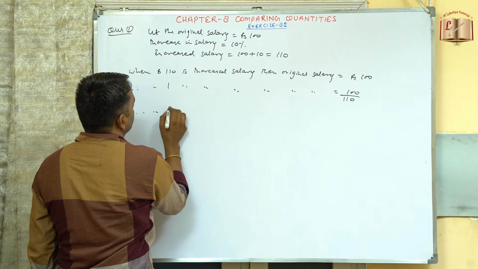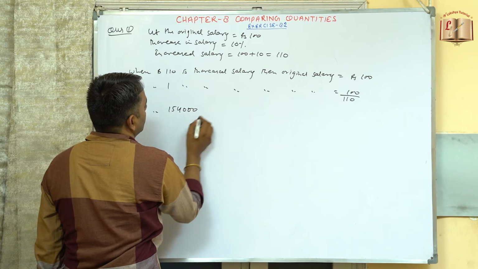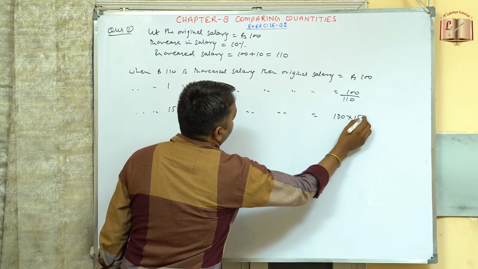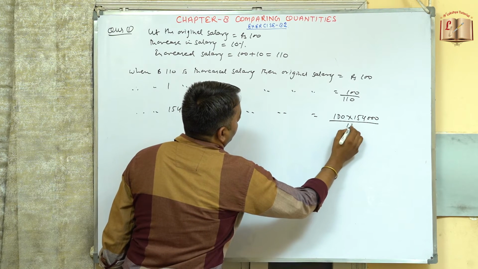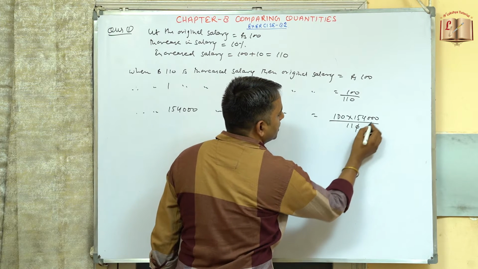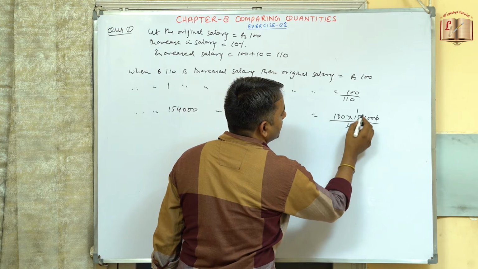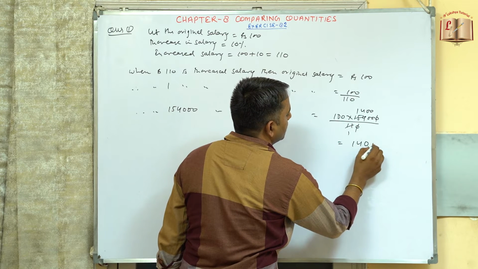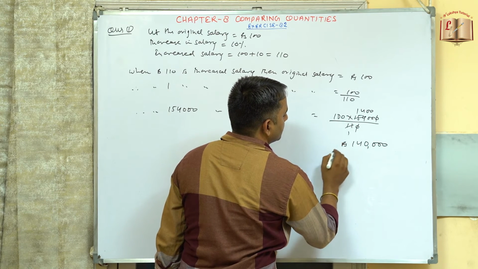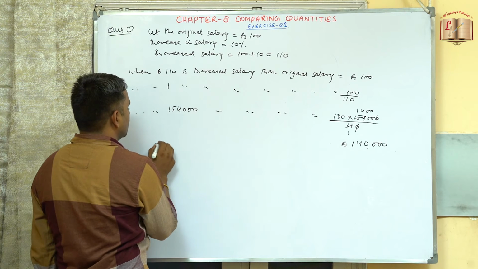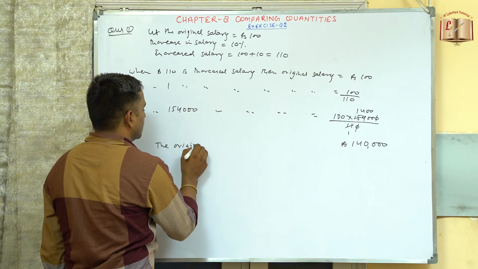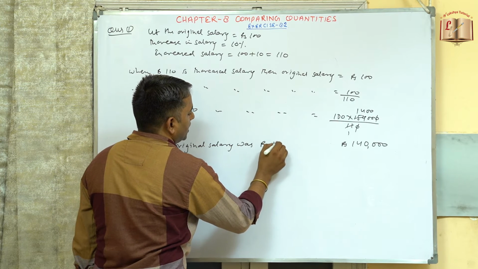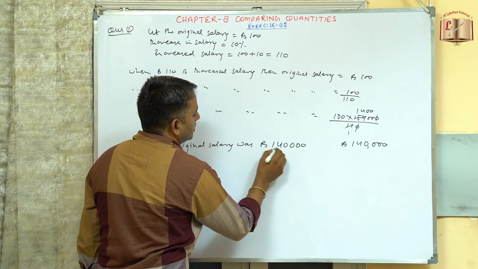So when it is 1,54,000, the original salary will be 100 into 1,54,000 divided by 110. So this 0 cancels, 11 1 ja, then 4. So this is now 1,40,000. So we got the original salary. The original salary was rupees 1,40,000.